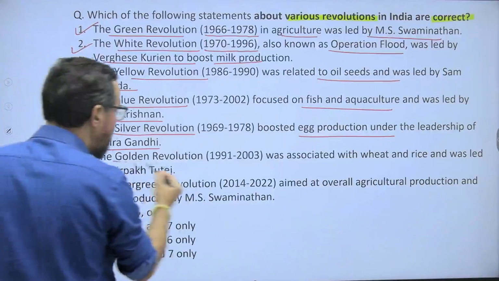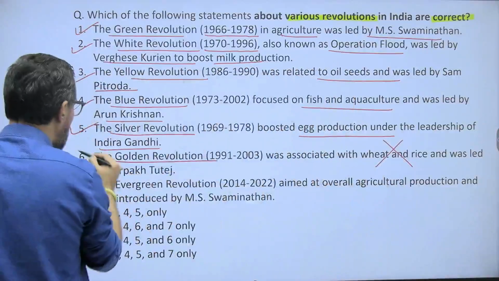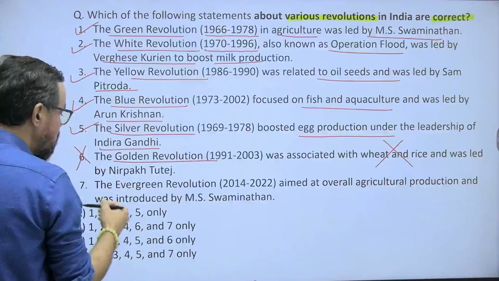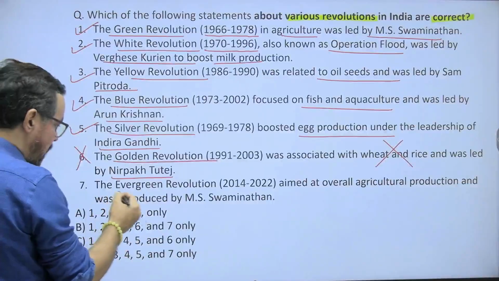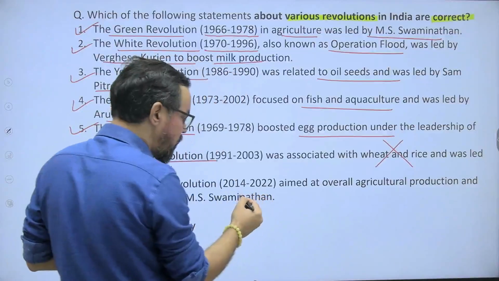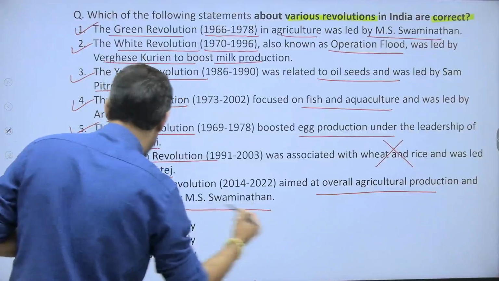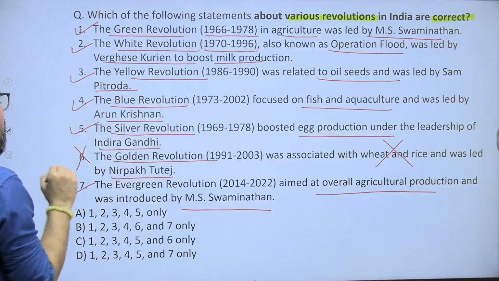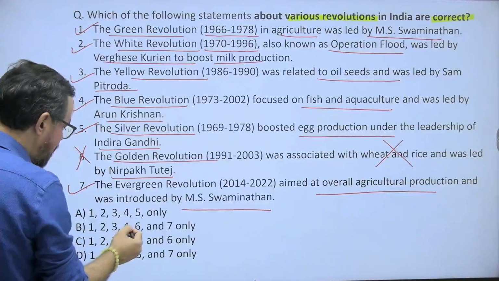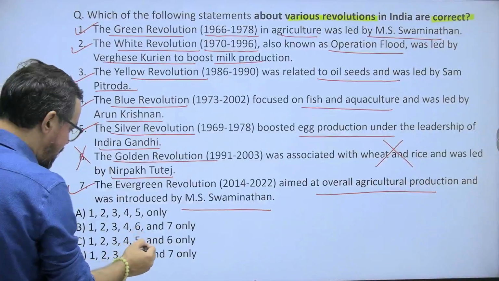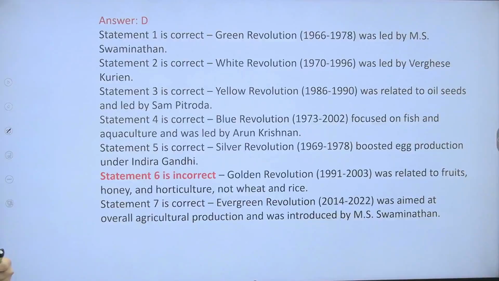True. Golden revolution, horticulture. So no, it is not related to this. It is related to horticulture, flowers and all. So this is wrong, and it is proposed by Nirpak. This is right. So the evergreen revolution, 2014 to 2022, agriculture production, was introduced by MS Swaminathan. Again correct. So 1, 2, 3, 4, 5, 7. Okay, this is option D. D must be the right answer for this particular one.